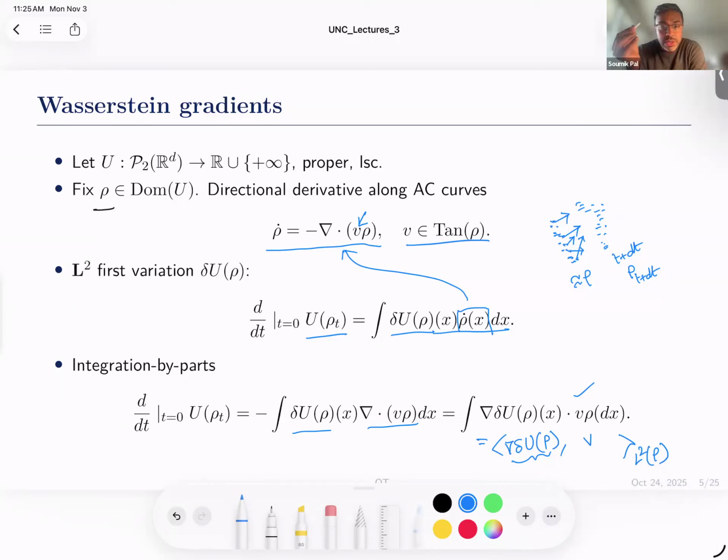How do I know this Wasserstein gradient again exists and belongs to the tangent space? Same, Riesz representation. If it doesn't belong to the tangent space, just project it down to the tangent space. Okay, so this is the formal analogy with the Riemannian calculus, which tells you how to define the Wasserstein gradient of this function.